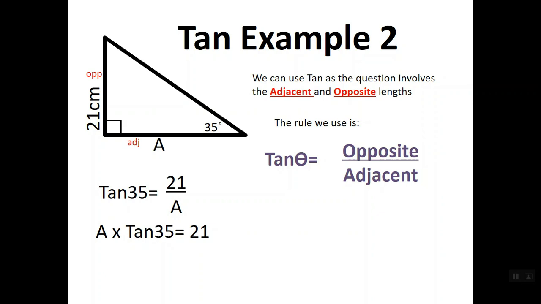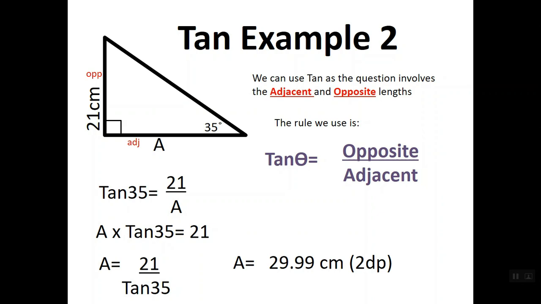Again, we need that a by itself, so it means that I need to get rid of that tan 35 degrees. How do I get rid of that? I need to do the opposite of multiply, which is basically to divide both sides of the equation by tan 35 degrees. When I do that, I get a is equal to 21 divided by tan 35 degrees. All I need to do now, guys, is just to put that in my calculator. When I do that, I get a is equal to 29.99 centimeters, correct to 2 decimal places.